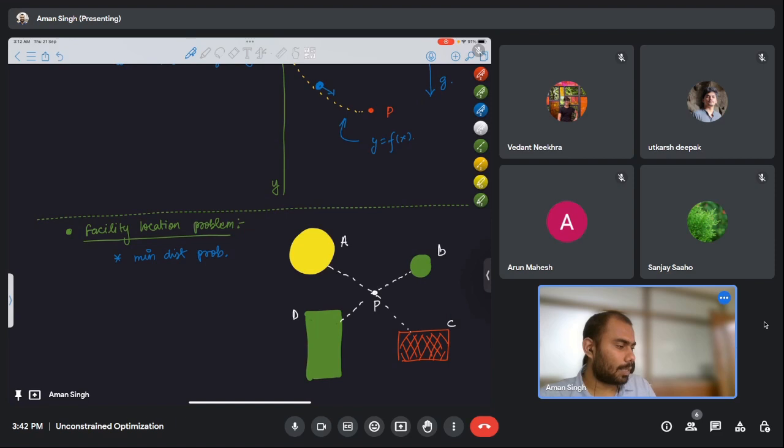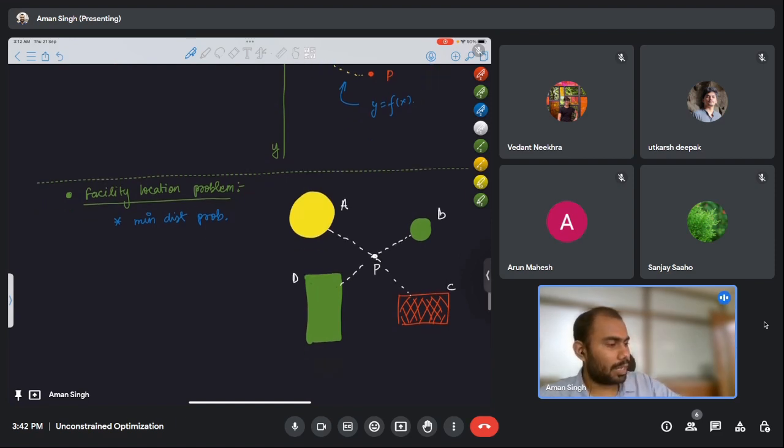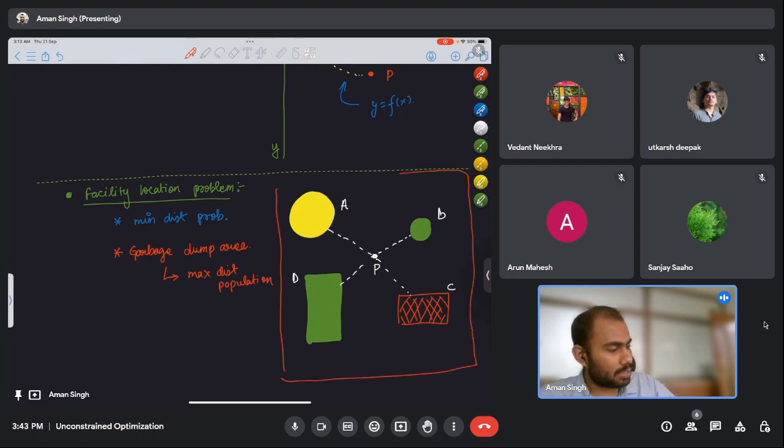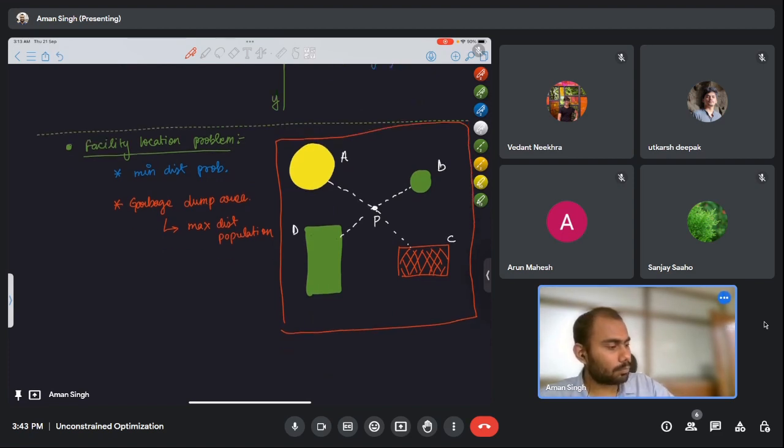There is another variant of the problem. Let's say you have to decide the garbage dump area. Then in this case you'll have to define that it should be at maximum distance from population areas, within some boundary of the town, of course. It has to be inside some boundary, but it has to be the maximum distance away from the population area. This is a very interesting problem to solve.